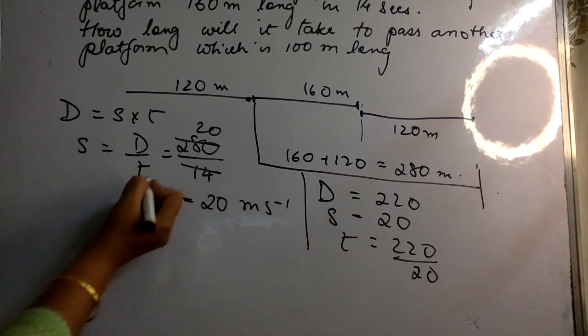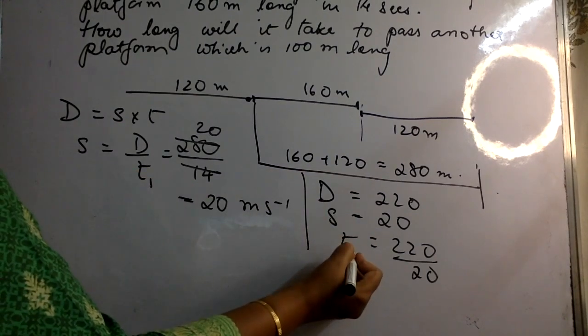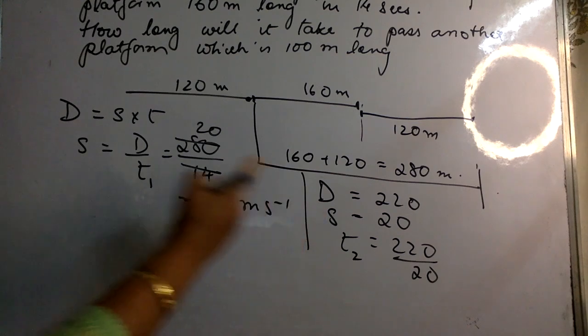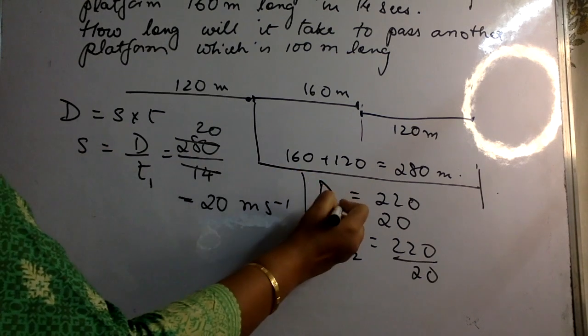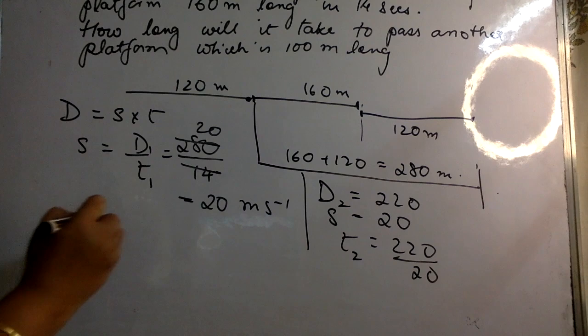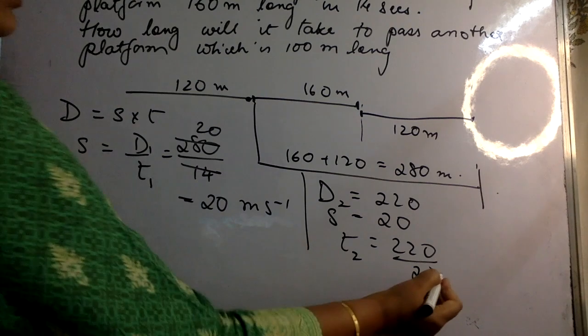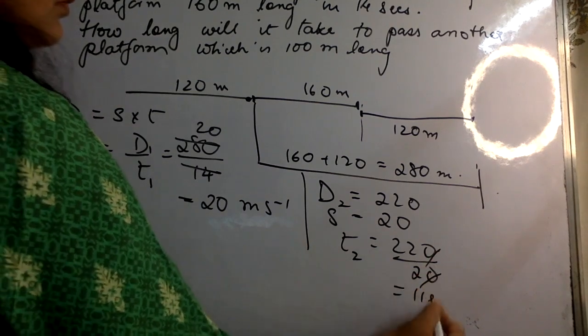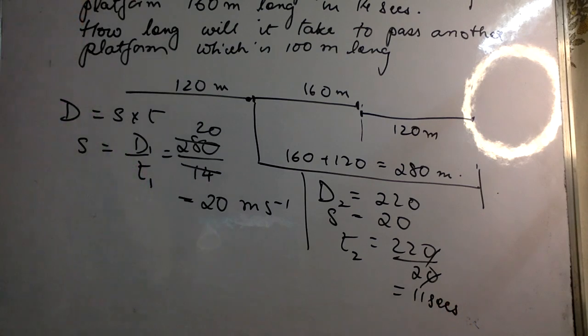Yes, time is 220 by 20 for the second time. You can name this T1 and this T2. Okay, but remember speed is going to be the same. This is D2, this is D1. Okay, so here it is 11 seconds.